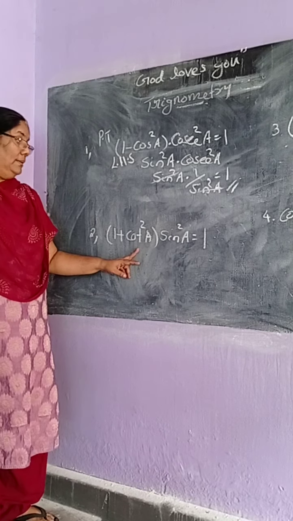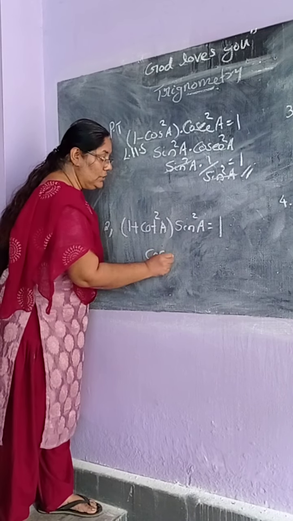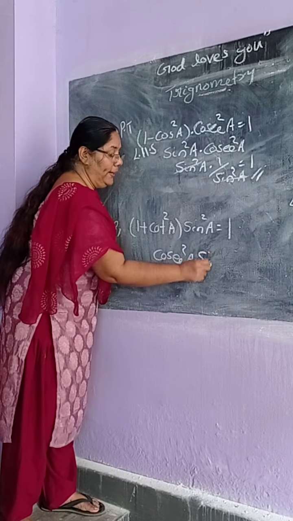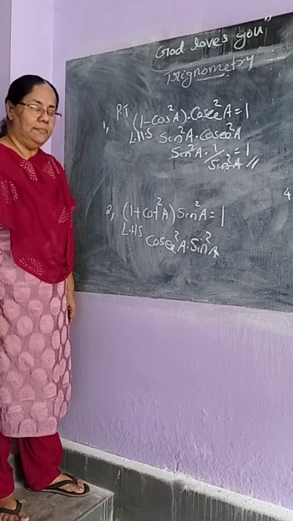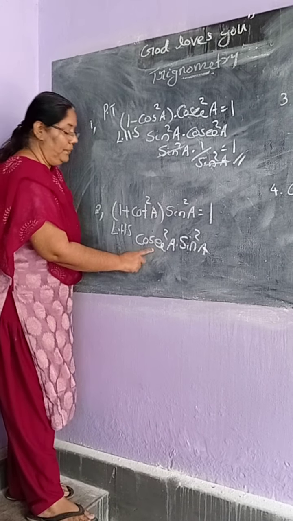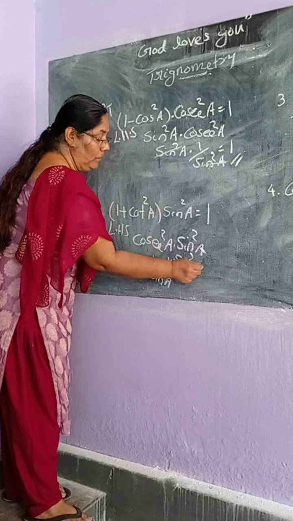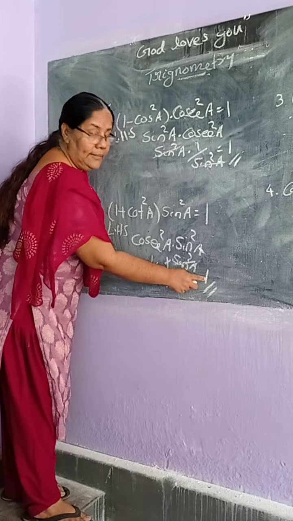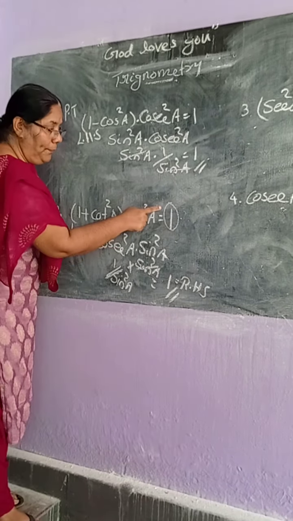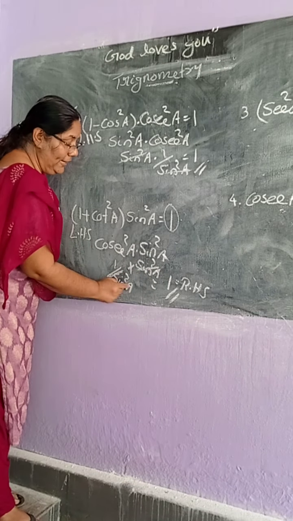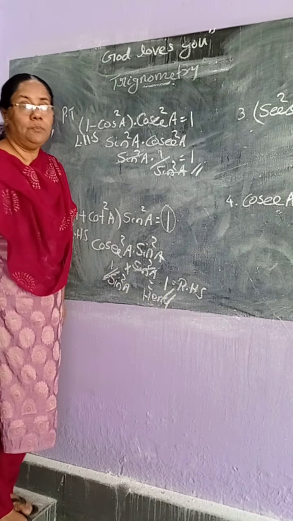Second problem. What is 1 plus cot square A? Cot is related to cosec. Therefore, 1 plus cot square A is cosec square A into this sin square A. Here also write LHS, left hand side. What is cosec square A? 1 by sin square A into sin square A. Cancel, you will get 1. Then write this is equal to RHS. RHS is 1. Do not copy this 1, 1, 1. At the last line you will get the answer 1. Therefore write RHS. Then below write hence proved.